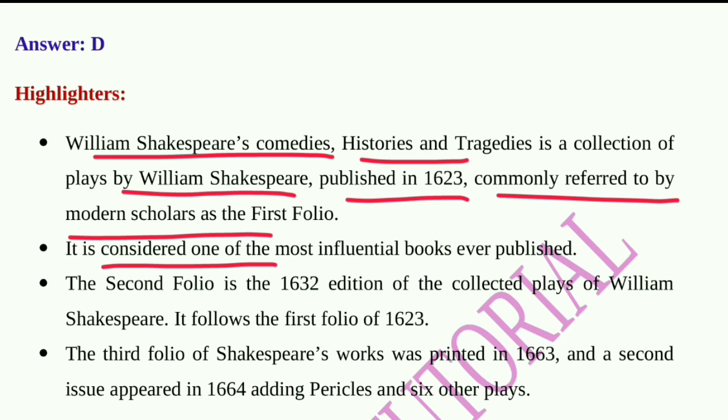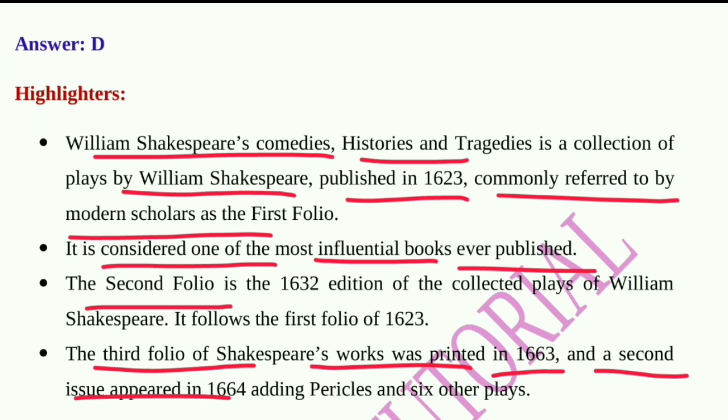The Second Folio is the 1632 edition of the collected plays of William Shakespeare. It follows the First Folio of 1623. The Third Folio of Shakespeare's works was printed in 1663 and a second issue reappeared in 1664, adding Pericles and six other plays.